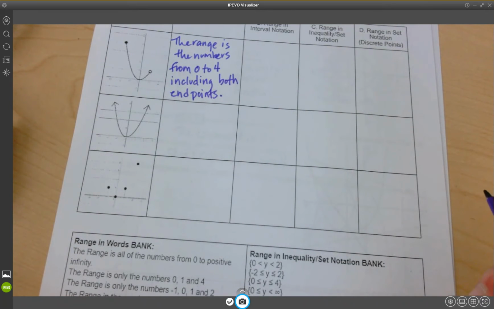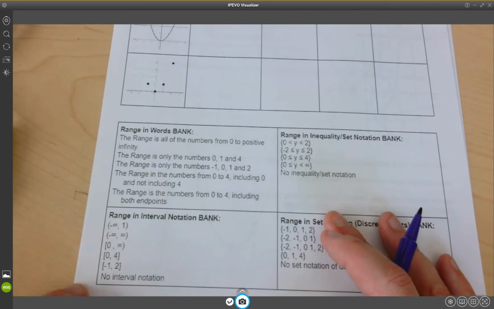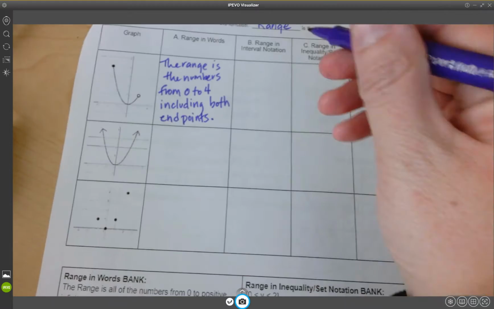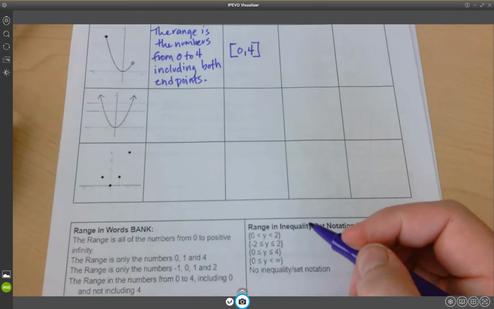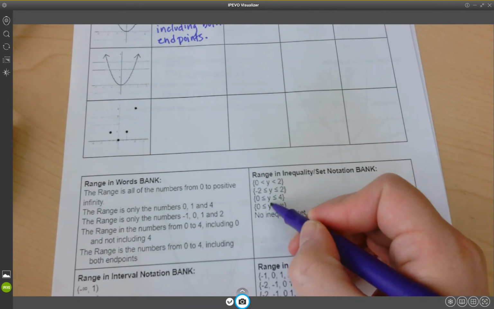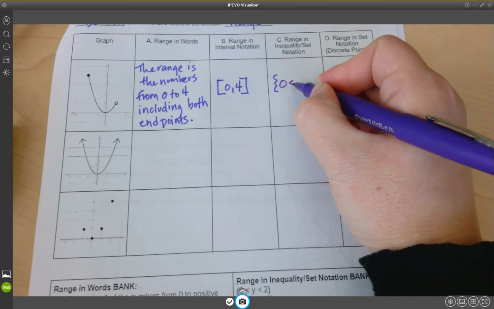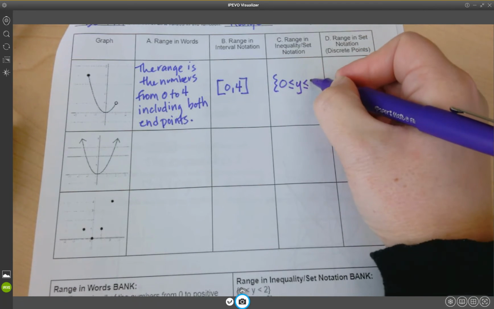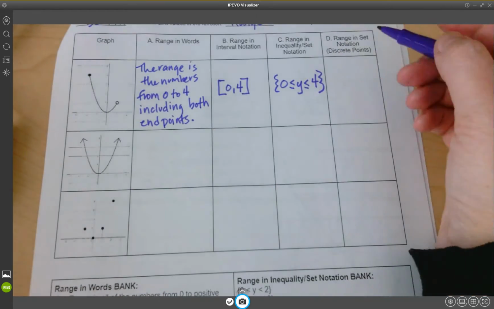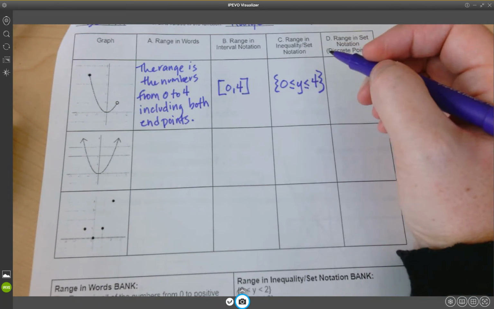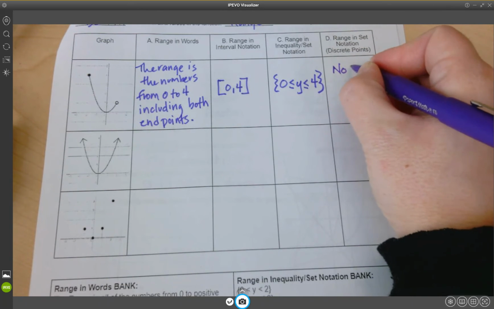Okay, so now I want to do this in interval notation. So I'm looking for the interval notation that is 0 to 4, including both endpoints. And I can see it down here. And because I'm including that, I do want to have a less than or equal sign here. And because it's an interval, I cannot write this as a set of points because there are infinitely many points on that graph. So I'm going to put no set notation of discrete points.